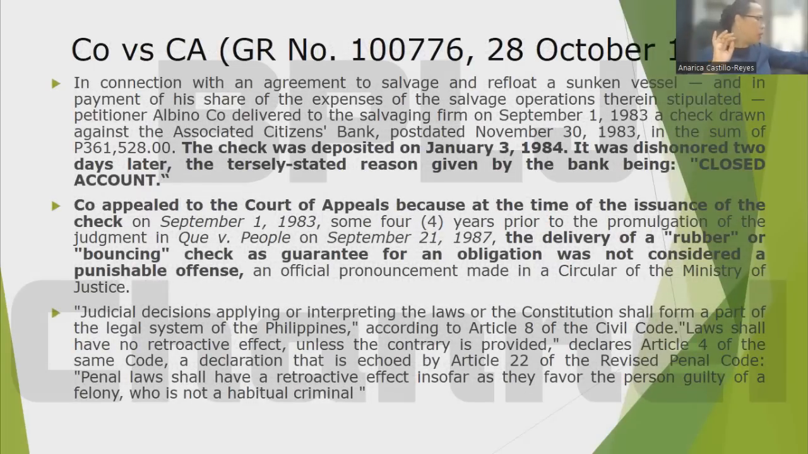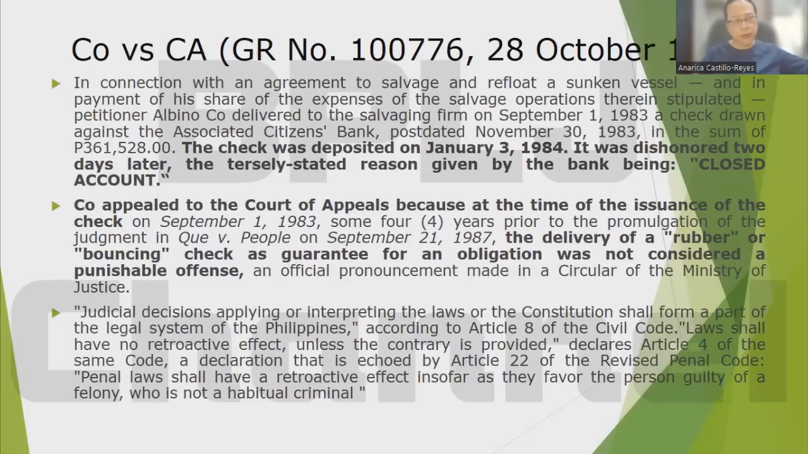The case of Poe versus Court of Appeals. The case of Poe illustrates to us that the prospective application of laws also applies to judicial decisions. As you all know, as we will discuss a little later, judicial decisions are not laws. They are part of the legal system of the Philippines.